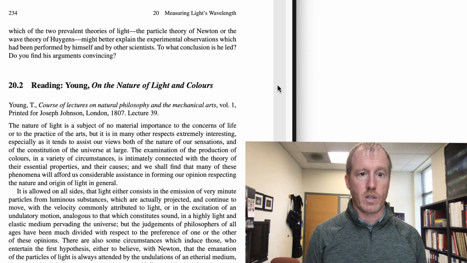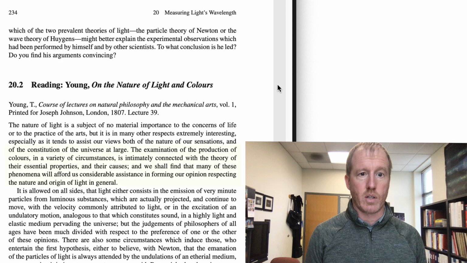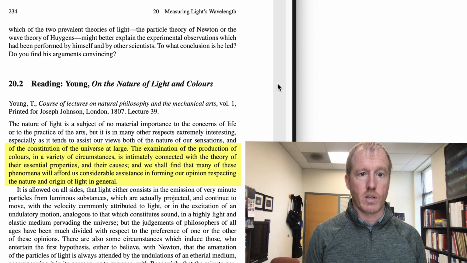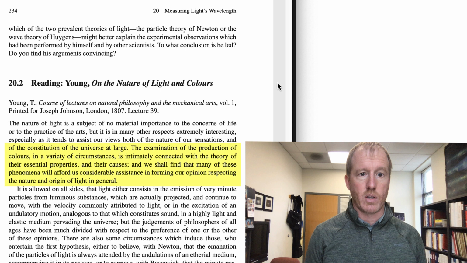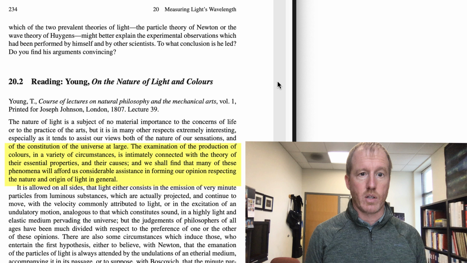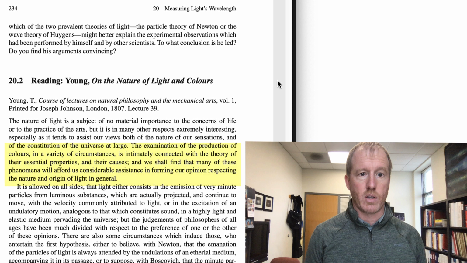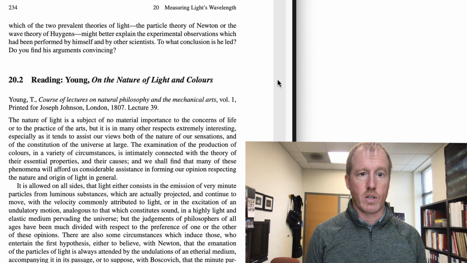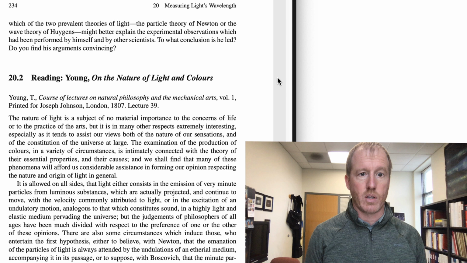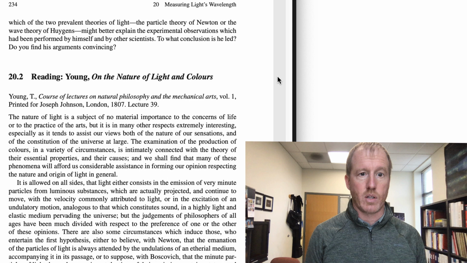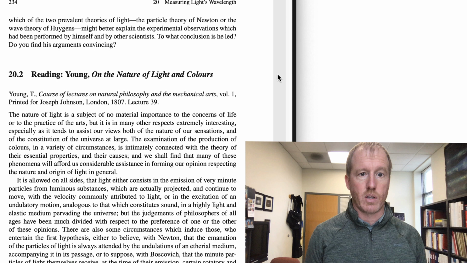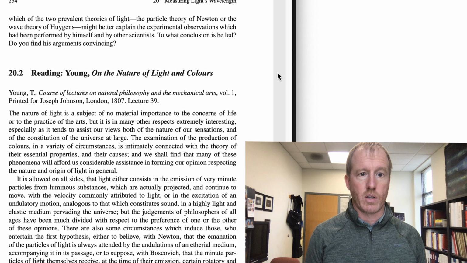And then he mentions here that "the examination of the production of colors in a variety of circumstances is intimately connected with the theory of their essential properties and their causes. And we shall find that many of these phenomena will afford us considerable assistance in forming our opinion respecting the nature and the origin of light in general." So he's really going to be trying to understand not just how light behaves, but why it behaves the way it does. In particular, is the wave theory of light or the particle theory of light better able to account for the observed properties of light?